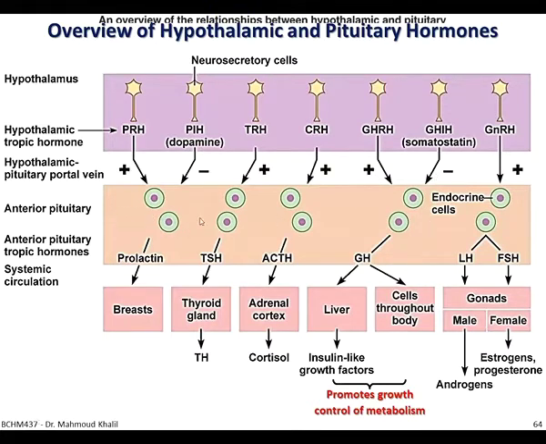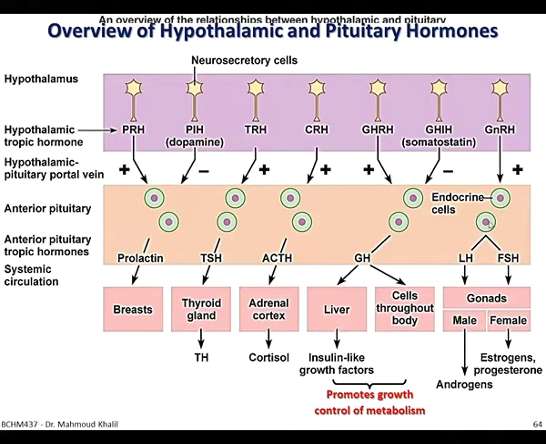As you can see in the anterior pituitary gland, for example, if the prolactin releasing hormone is secreted from the neurosecretory cells in the hypothalamus, it will potentiate the secretion of prolactin from special types of cells to affect the breasts. As well, this is inhibited by dopamine or PIH, prolactin inhibiting hormone, in a mode of regulation to regulate the amount of prolactin secreted into the systemic circulation. Same here for TSH, the other hormones, and growth hormone.